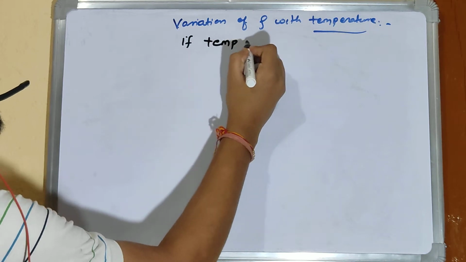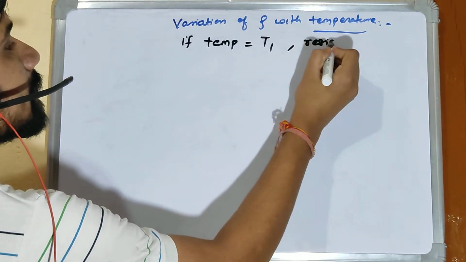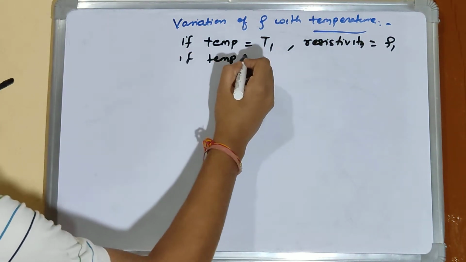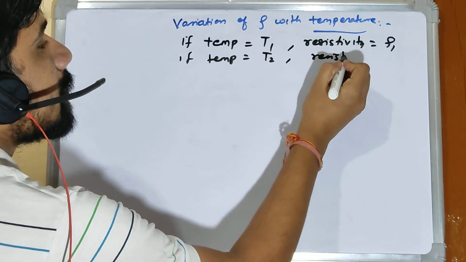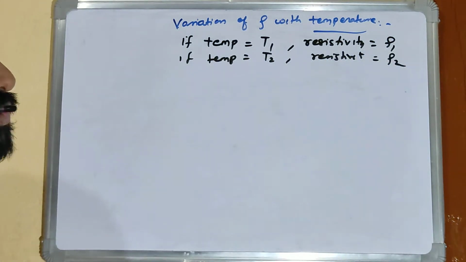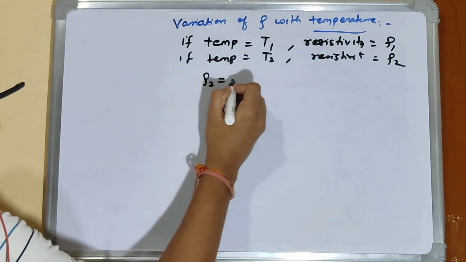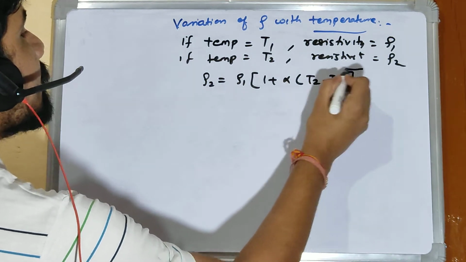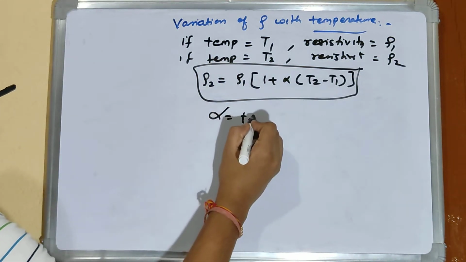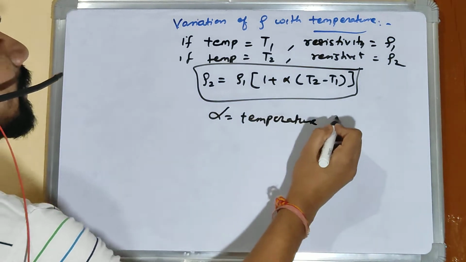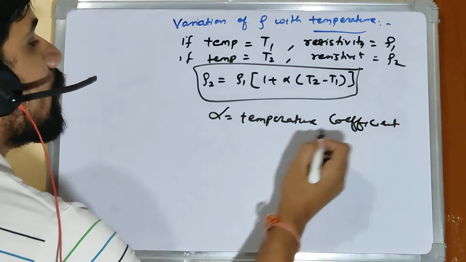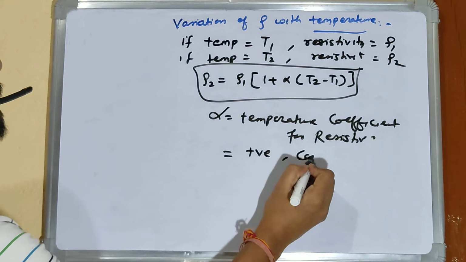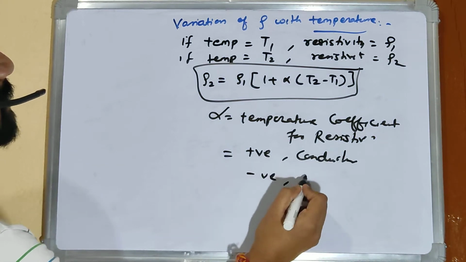if temperature equals T1 and resistivity equals rho 1, and then if temperature equals T2 and resistivity equals rho 2, so rho 2 will be given by rho 1 into 1 plus alpha (T2 minus T1), and this alpha is called the temperature coefficient for resistivity, and this is positive for conductors, and this is negative for semiconductors.